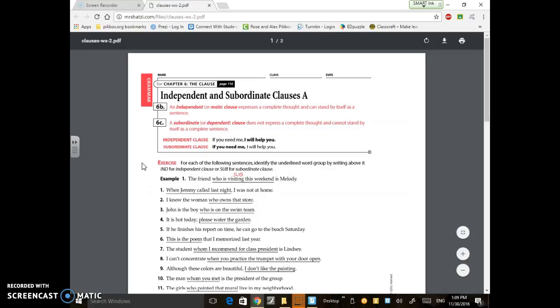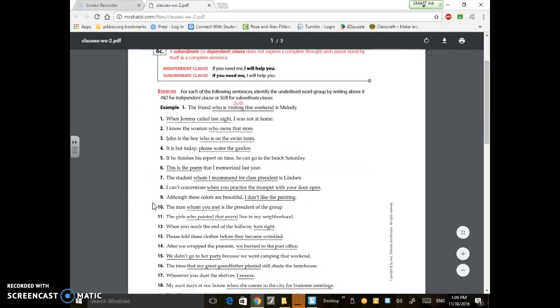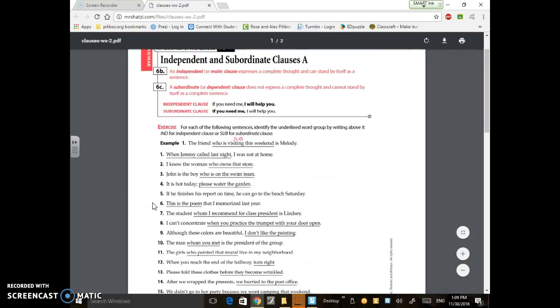Okay, so in the first worksheet, if you choose not to print this and you want to write it, you can just number the paper 1 through 20 and write the word subordinate or independent with each one. Okay, so with the first one, it gives you the sample up here. It gives you sample definitions. It gives you sample of what you're looking for.